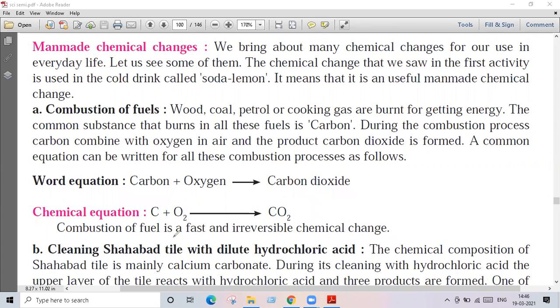This reaction is fast and it is irreversible. Irreversible means it cannot be reversed. We cannot separate this carbon dioxide back into carbon and oxygen. Okay? That is known as irreversible.